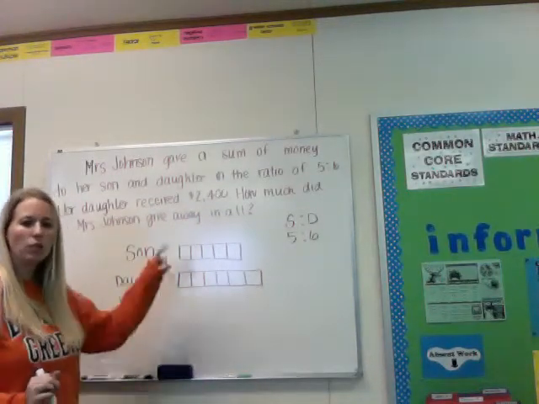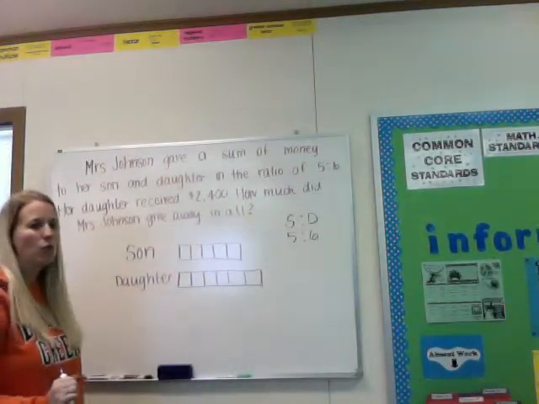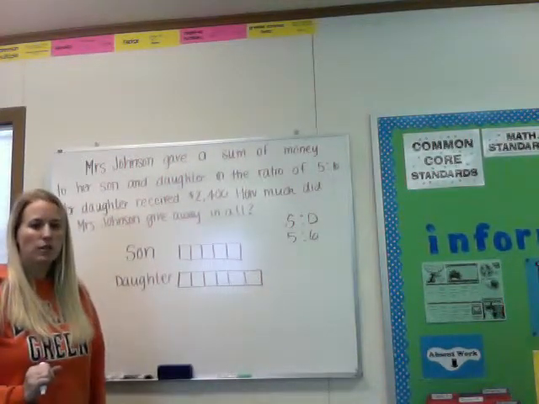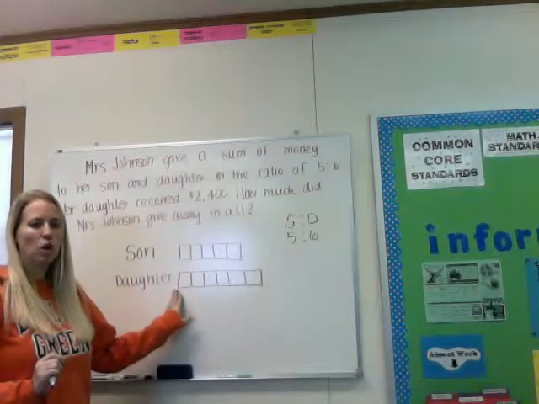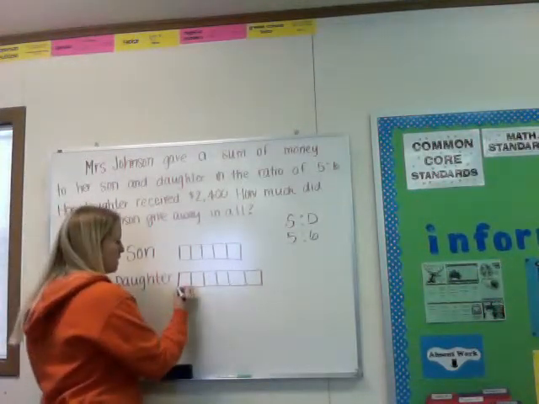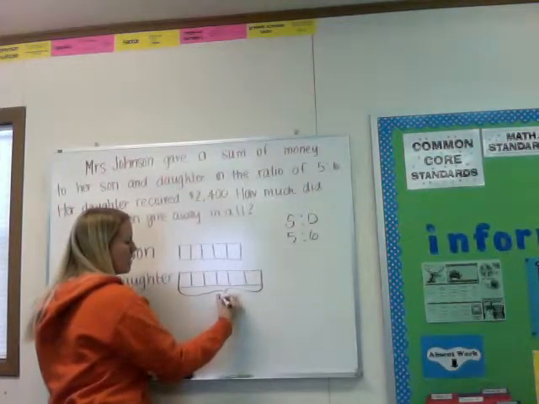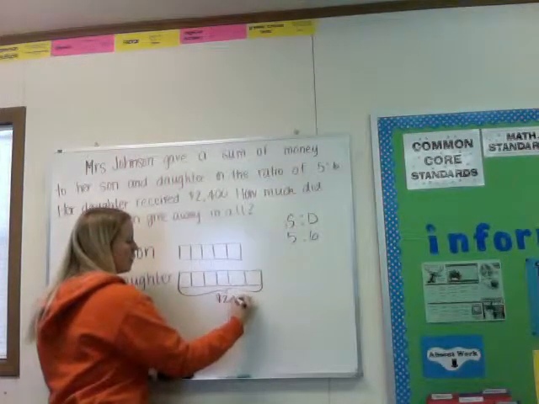Okay. Let's go back and read the story problem and see what else we know. It says her daughter received $2,400. So we know how much money her daughter got. So we can bracket this all together. And we know the value of these 6 blocks is $2,400.